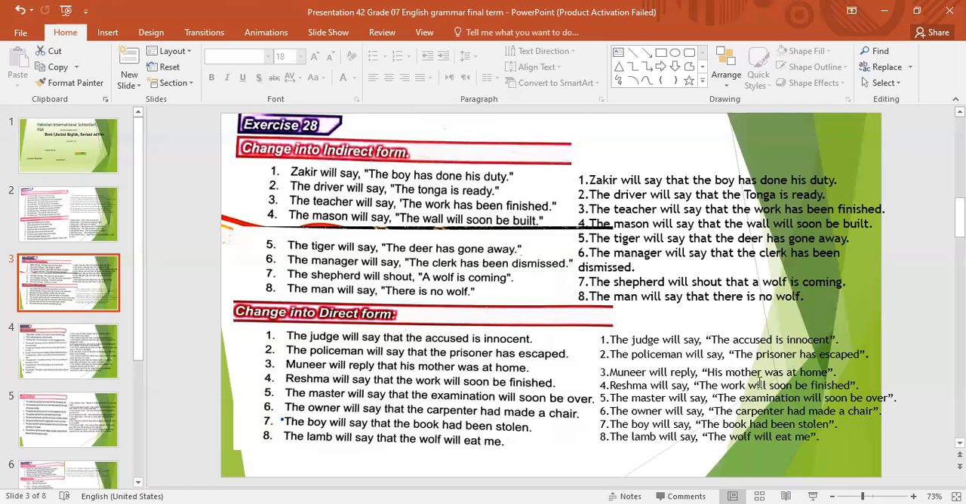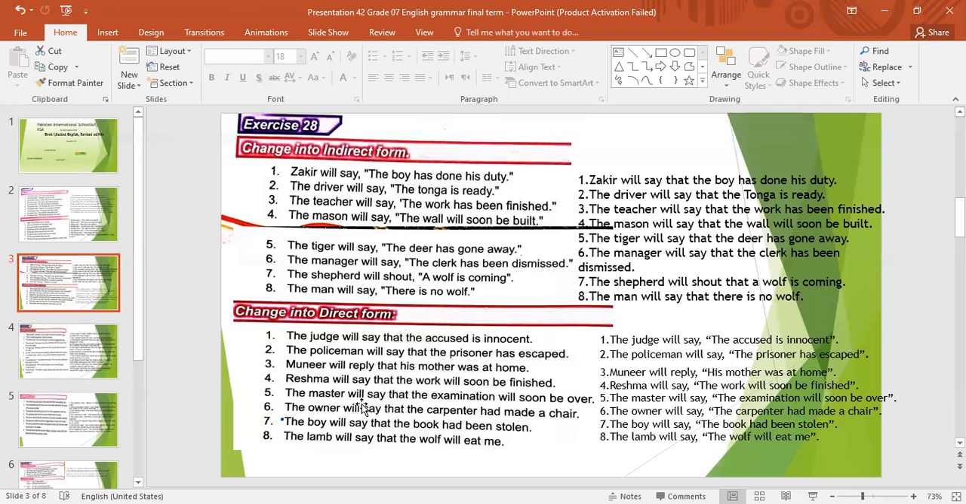Number four, Reshma will say that the work will soon be finished. So here the direct speech is: Reshma will say, comma, then double inverted commas, the work will soon be finished. Just taking that from the sentence, okay?